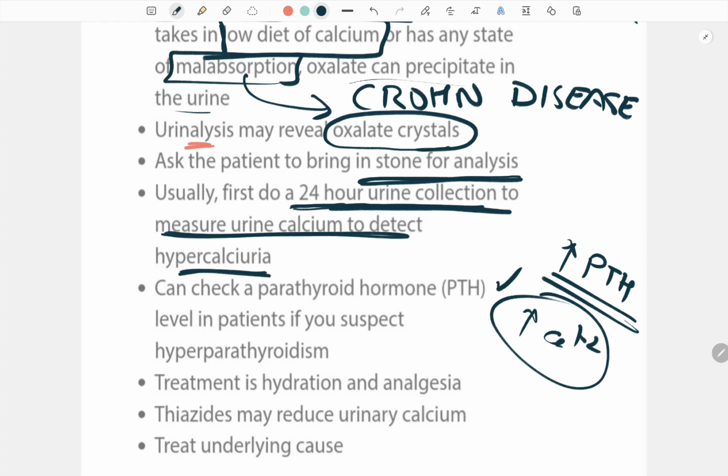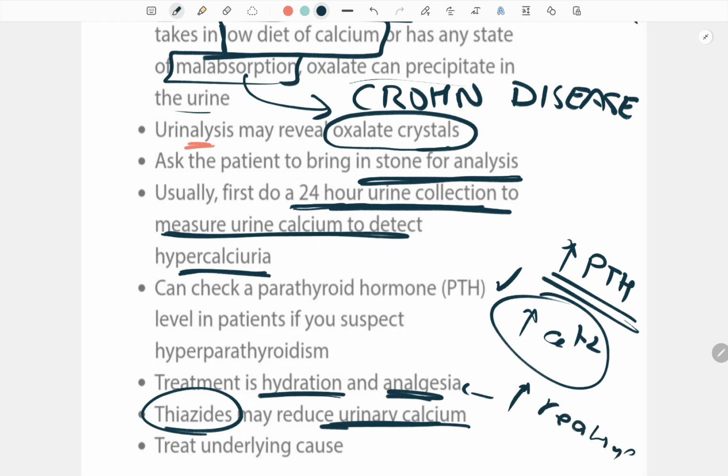Now, treating could be hydration, analgesic for the pain, and thiazide is the main thing which can reduce the urinary calcium. How it will reduce the urinary calcium is that it will increase reabsorption of the calcium from the distal convoluted tubule. So thiazide's job is to reabsorb the calcium, and that's why there will be less calcium in the urine, and that will treat the calcium oxalate stones or any type of calcium stones.